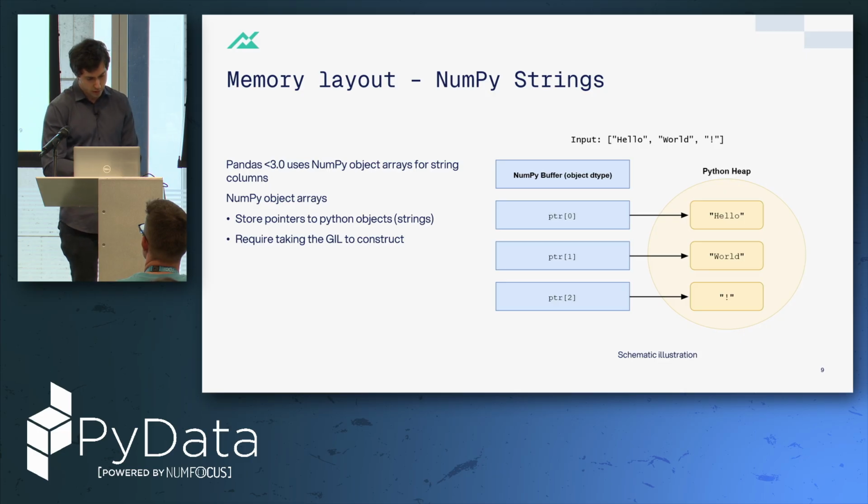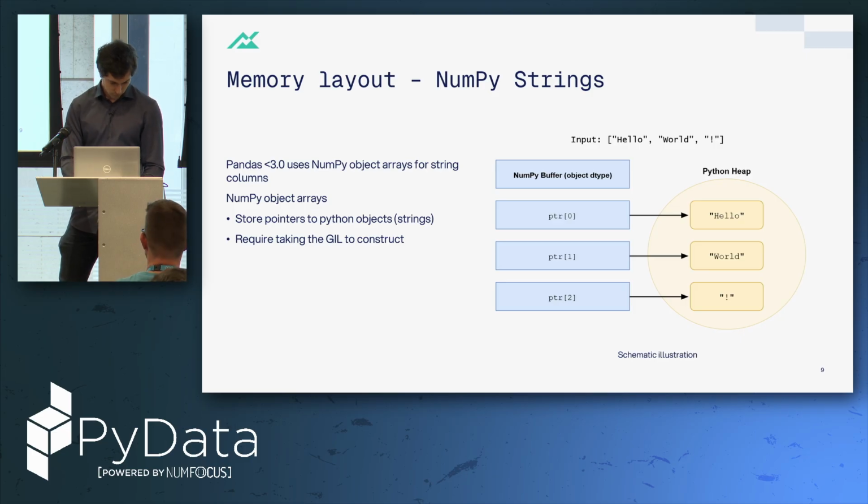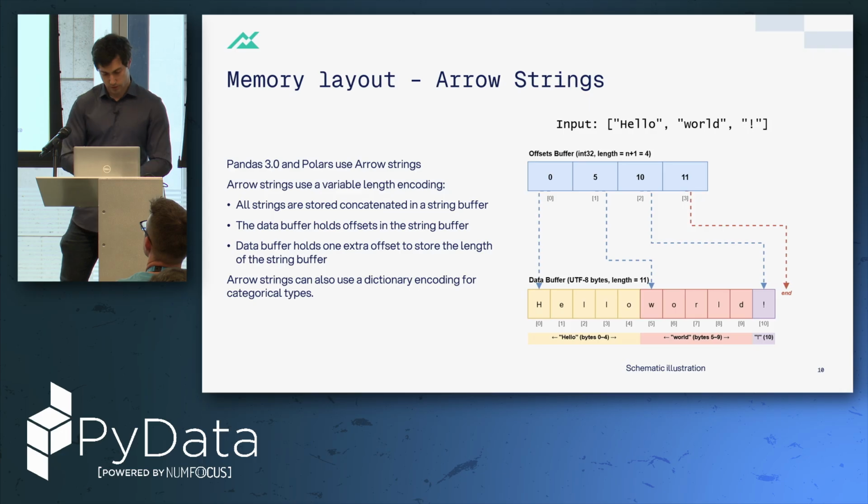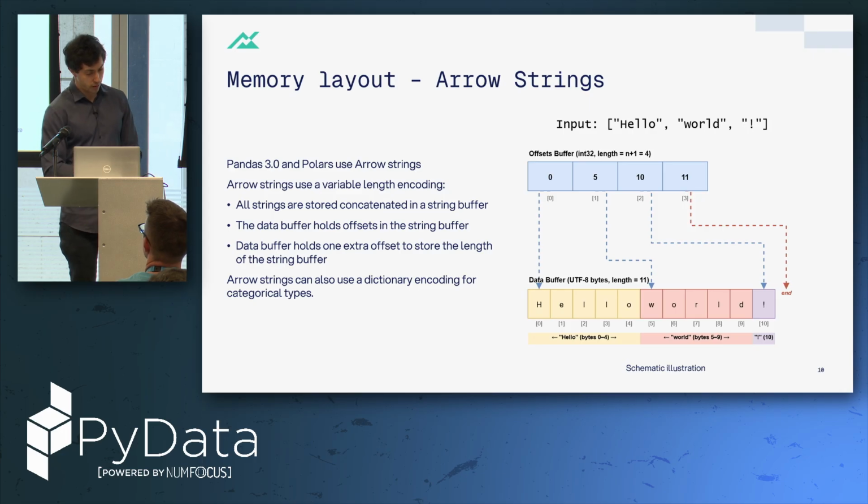Important to note here is that constructing such a NumPy buffer requires actually acquiring the GIL for each string allocation, which essentially means we can't do all the allocations in parallel because of the global interpreter lock. The other more modern way to store strings is the Arrow format.